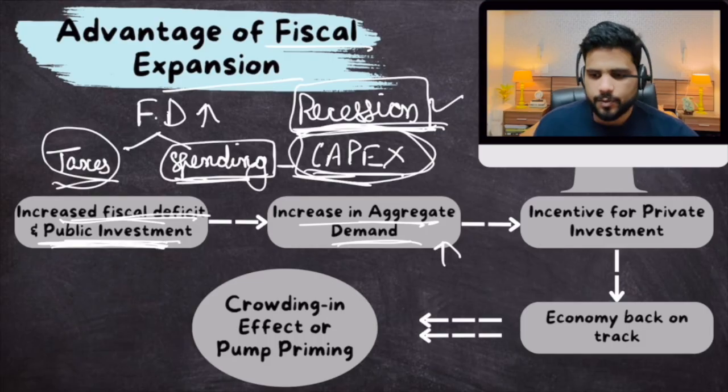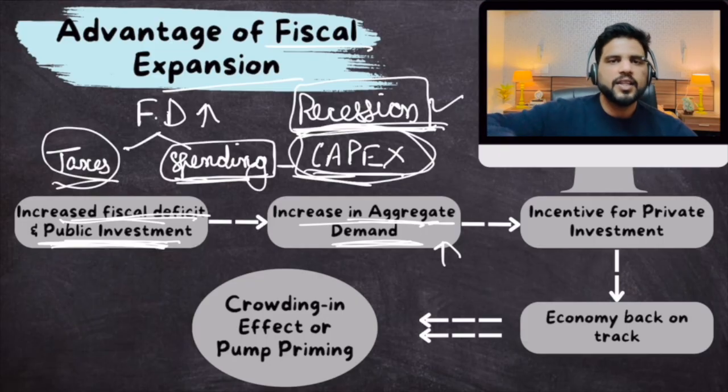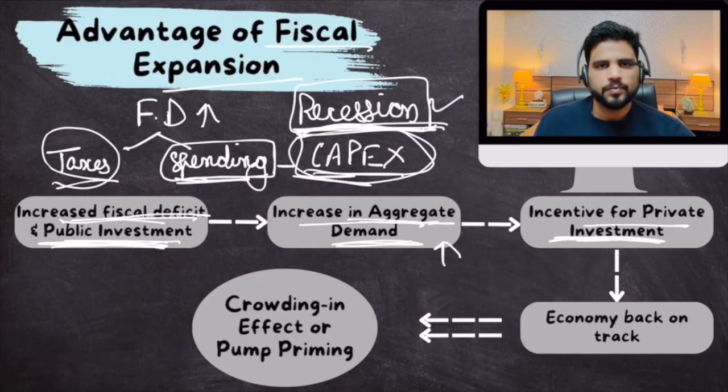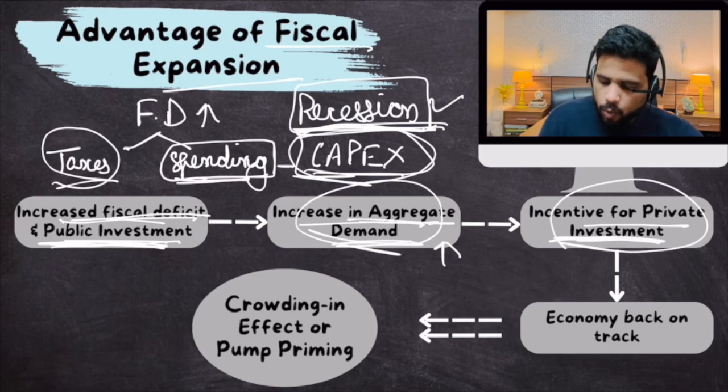Clear? So fiscal expansionists say that during a recession phase, when you increase fiscal deficit, when you reduce taxes, when you increase public investment, aggregate demand gets boosted. When aggregate demand gets boosted, people have more money. Now there is incentive for a private corporation to open another factories, or incentive for private investment. So demand is back on track. Private investment is back on track. What is happening?